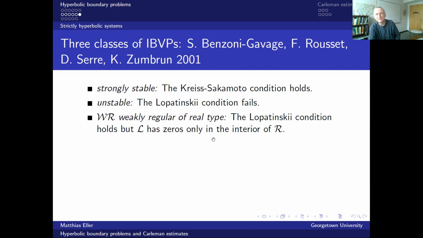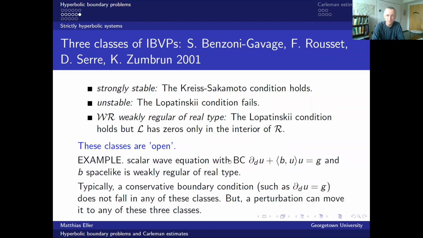And the interesting thing, and that is something that was even missed by Kreiss initially, is that these classes are all open, in the sense that if I have an operator with a boundary condition, and I move the coefficients in the boundary condition or in the operator a little bit, it stays in this class. So strongly stable then stays stable, and so on. And this also. And now, a little example about this.